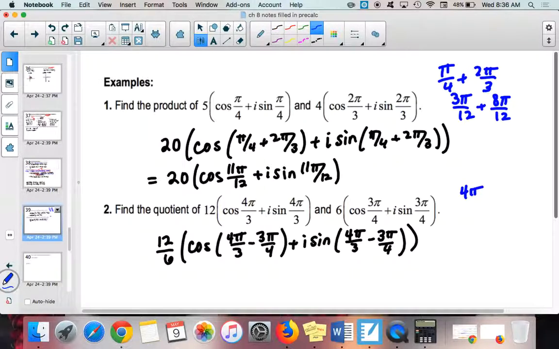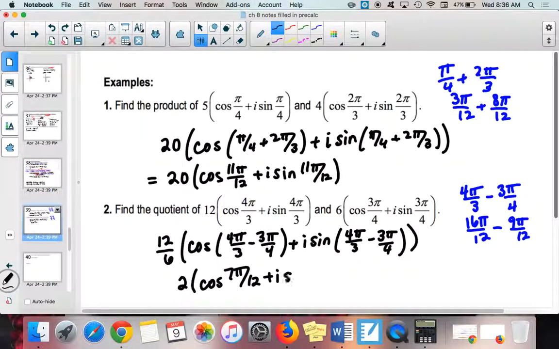So if I have 4 pi over 3 minus 3 pi over 4, again, I can get denominators of 12. So I'm going to have 16 pi over 12 minus, oops, I already was writing a 12 there, wasn't I? Minus 9 pi over 12. So I get 7 pi over 12. So it's going to be 2 cosine 7 pi over 12 plus I sine 7 pi over 12. Or like I said, you could write 2 cis 7 pi over 12.